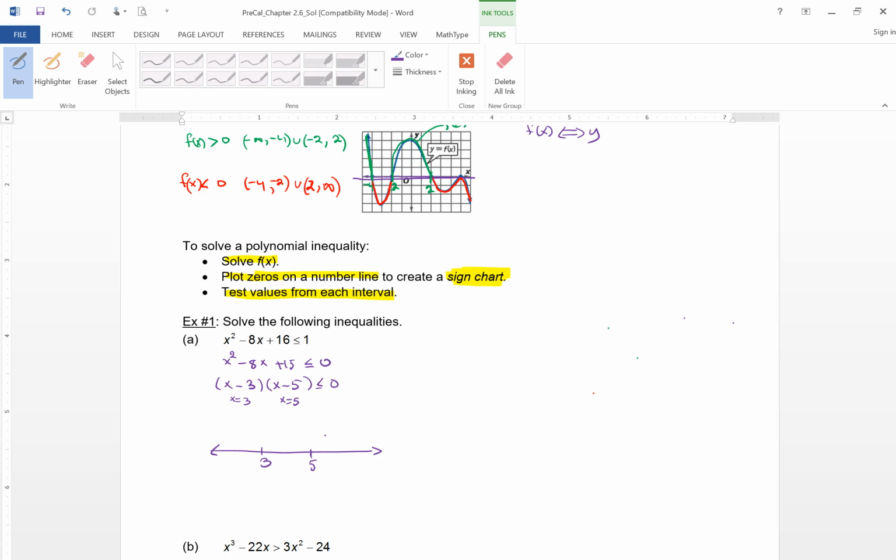Okay, so now what we're going to do is we're going to test the 3 regions. The way we do that is pick any number from each of the regions and plug it into this equation. Okay? So, take a random number.